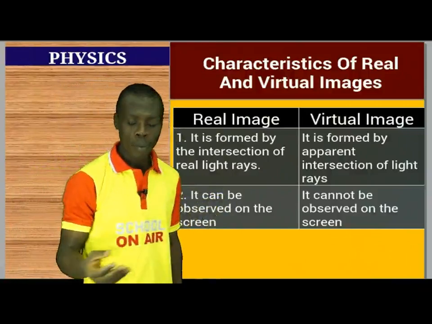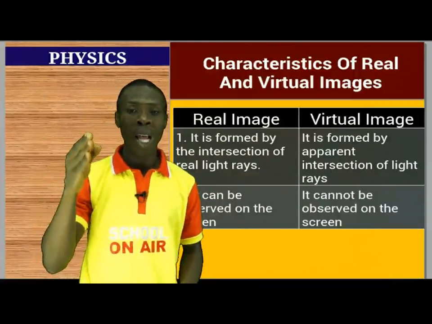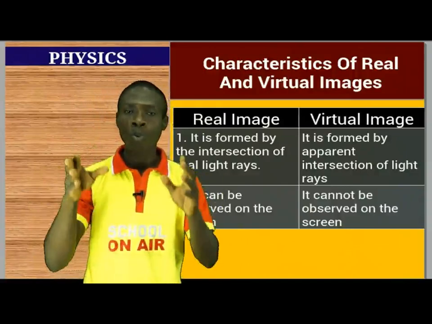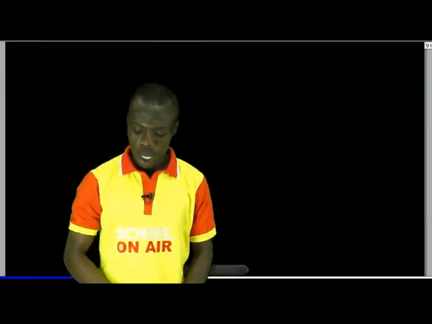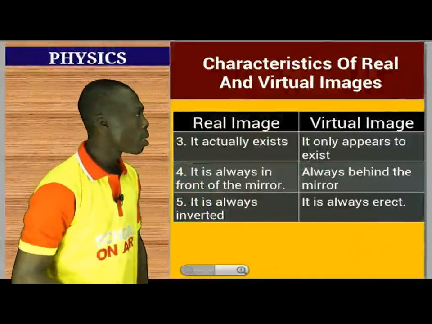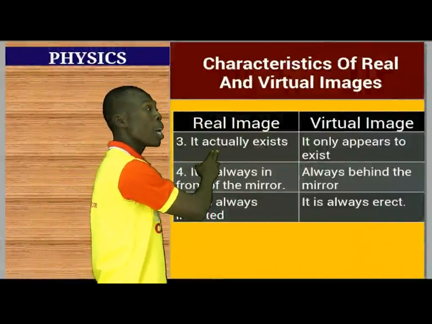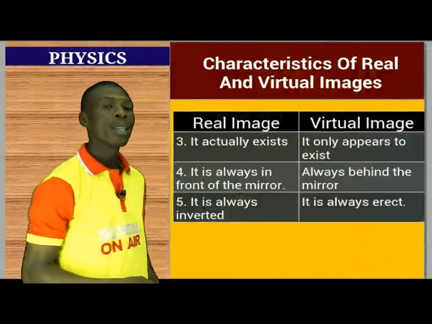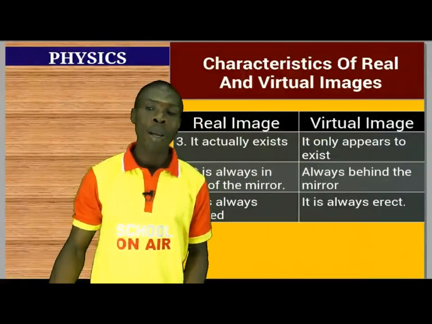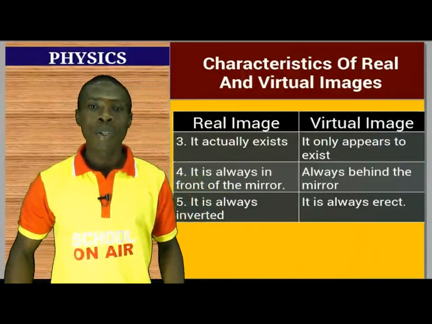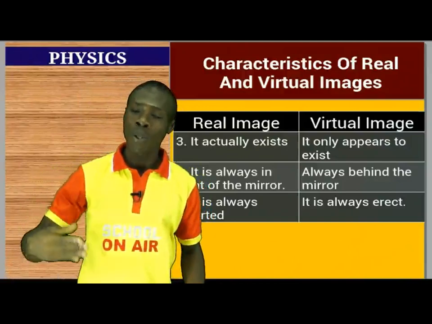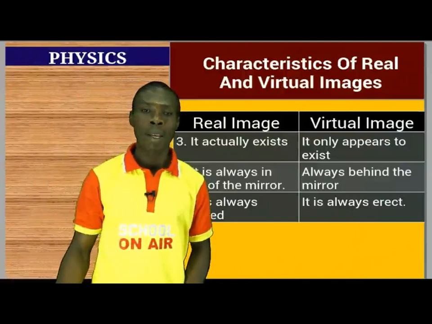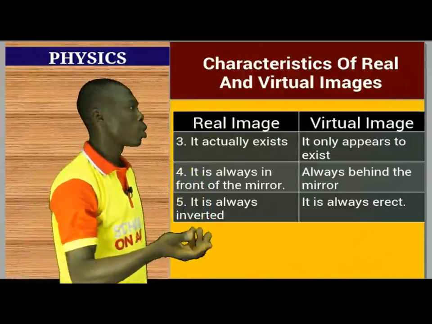Virtual images cannot be observed on the screen. That's why we use broken lines to represent virtual images when we are drawing ray diagrams. Number 3 is that the real image actually exists, but virtual images appear to exist. I emphasize the word appear. We don't really see them, but we believe probably they are there. So we say they appear. That's why we say they are virtual.